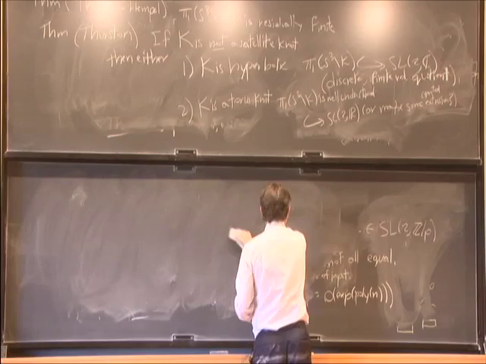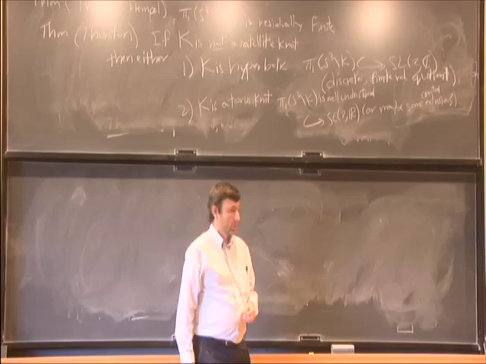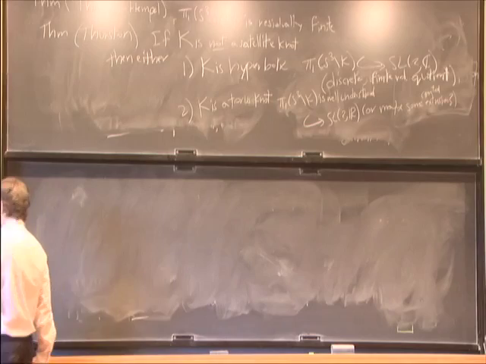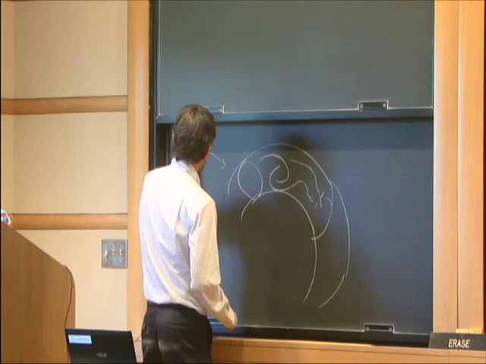Okay. Well, first I didn't say what a satellite knot is. But you're not going to really use it, right? Well, I'll just say briefly: a satellite knot is a knot laced inside of a tube which is another knot. Outer knot.